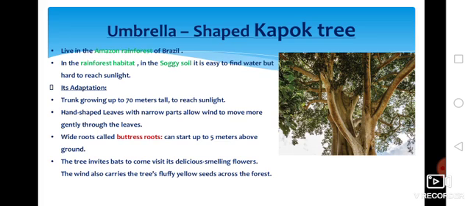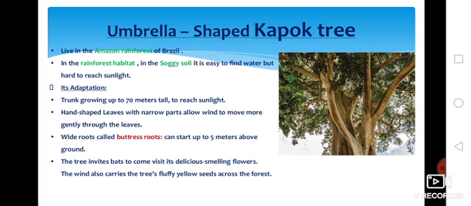Okay, the Kapok tree. The trunk of the Kapok tree is a very, very long trunk. It reaches 70 meters tall, just to reach the sunlight. The leaves are hand-shaped with narrow parts to allow wind to move more gently through them, so as not to tear or cut them.